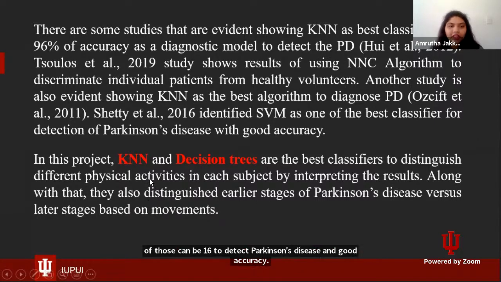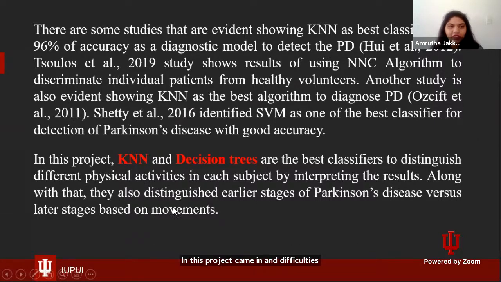In this project, KNN and decision trees are the best classifiers to distinguish different physical activities in each patient by interpreting the results. Along with that, they also played a major role in distinguishing early stages of Parkinson's disease versus later stages based on movements.